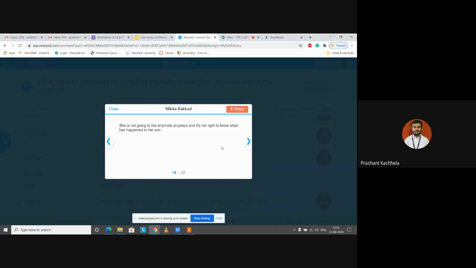Great. Nikita Thakkar is saying she is not going to live anymore anyway, and it's her right to know what has happened to her son. Great. Meghna is saying because she is dying, at least at that time she should know the truth. Great. Then Preet is saying don't make her feel sad. That's why her opinion is to hide the truth, because in her last breath, it's better not to tell the truth.